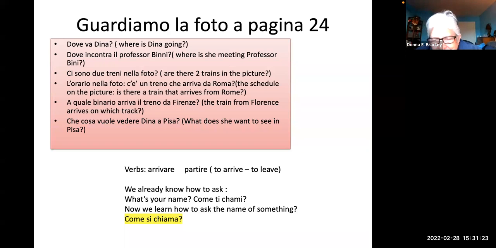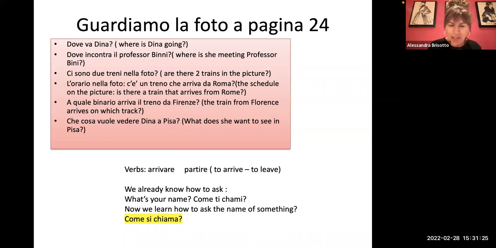So the verbs we see in this unit are arrivare and partire. Arrivare is to arrive, partire is to leave. Don't worry, you just need to know the meaning now. You don't have to study these verbs.